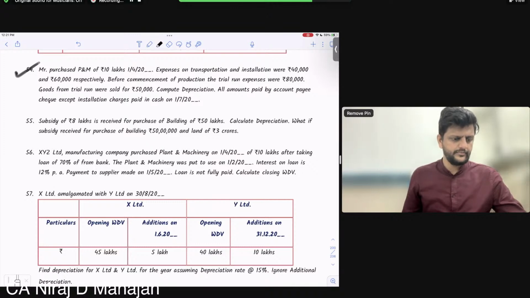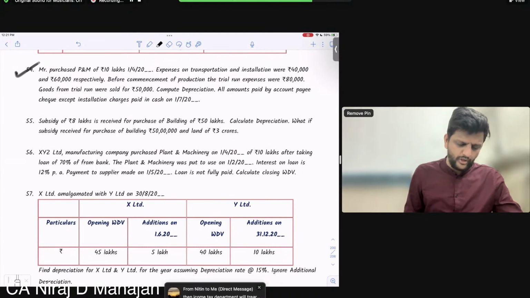Read the question. Mr. XYZ purchased plant and machinery of rupees 10 lakhs on 1/4/22.